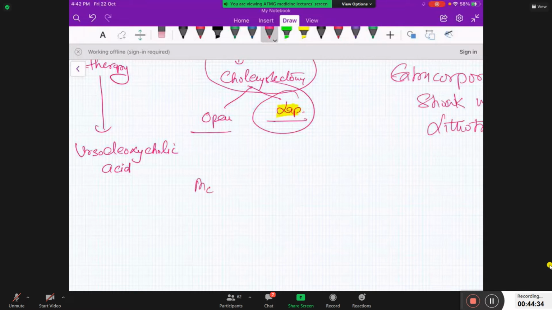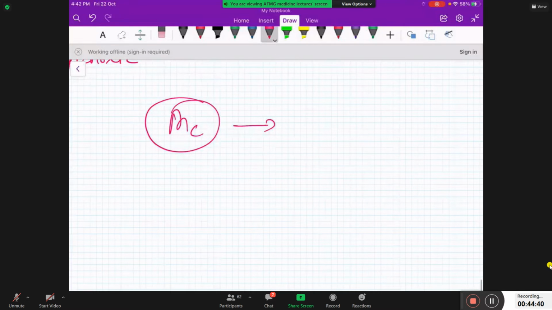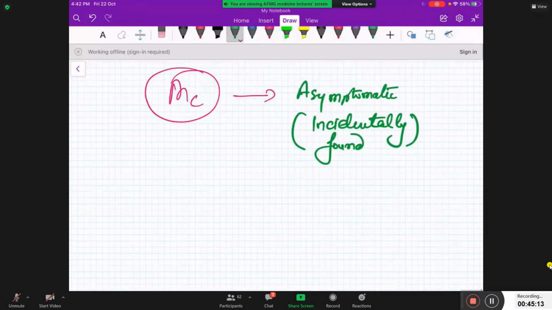Most common presentation of a patient of gallstone disease. Can anyone tell me what is the most common presentation? Most common presentation is asymptomatic, incidentally found. What does this asymptomatic incidentally found mean? You are doing an ultrasound for some other reason and you came across stones in the gallbladder.